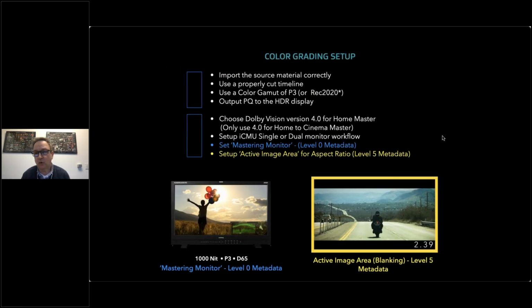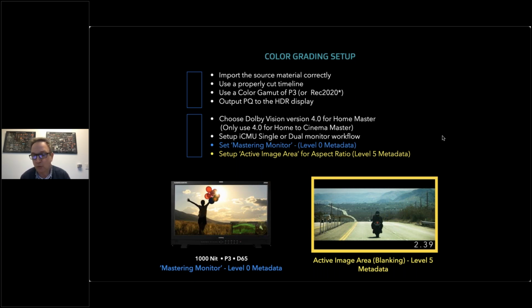So how does it work? Well, it's everything that you have currently done or are doing on your home mastered content. So obviously you have to have a properly cut up timeline. You have to work in P3 or Rec 2020. You're working in PQ. You choose Dolby Vision 4.0. You're using an iCMU, either single monitor or dual monitor.